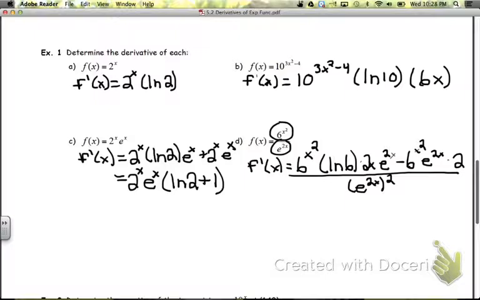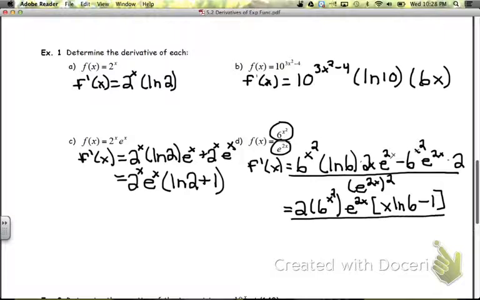So now let's factor out anything we can in our numerator. So in our numerator, I can factor out a 2. I can also factor out a 6x squared. And I can also factor out an e to the power of 2x. And when I do that, I'm left with x ln 6 minus 1 all over e to the power of 2x squared.